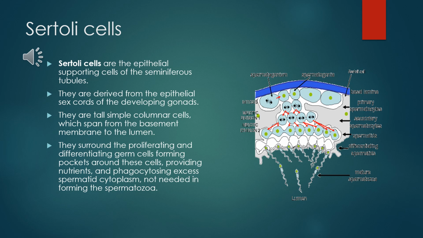Sertoli cells are epithelial cells. They are the supporting cells. They are tall columnar cells with ovoid nucleus. So the length extends from the basement membrane to the lumen of the seminiferous tubule. So it is supporting the proliferating and differentiating germ cells. So it surrounds them. It provides pockets around these cells and holds these cells. So it provides nutrients. It also phagocytoses the excess spermatid cytoplasm, which is not needed in the formation of spermatozoa.